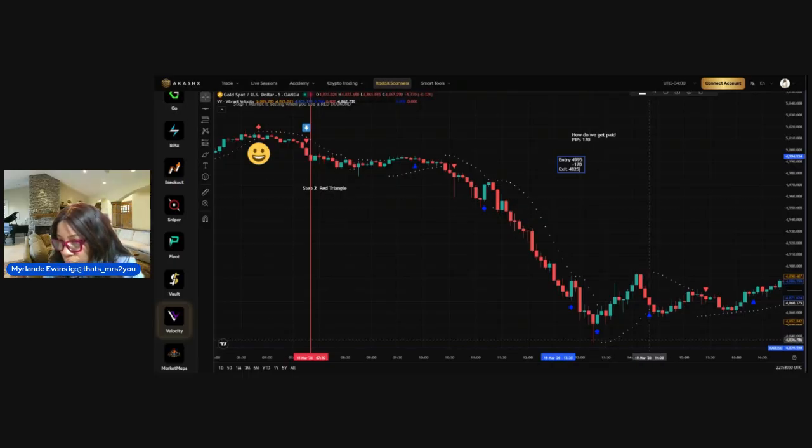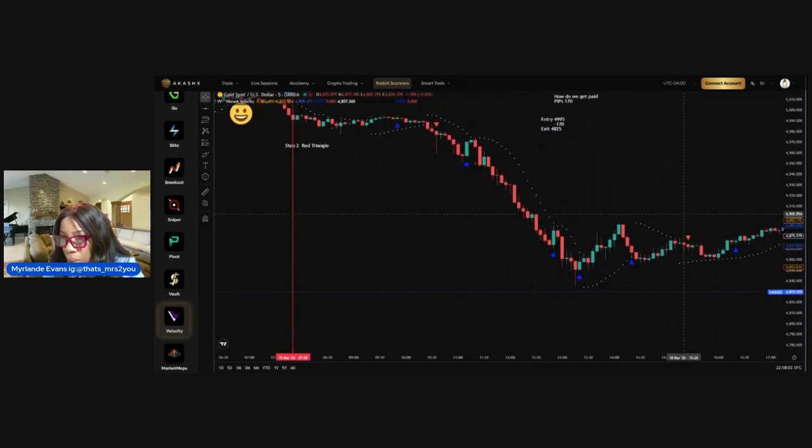Let's look down here. Okay, so 4825. It goes so far down my screen, I can't even show you guys. So let's just do 160. I'm going to do 160 so you can actually see it on the screen. So that's 4835. Okay, so 4835 is my exit. So 160 points on gold.